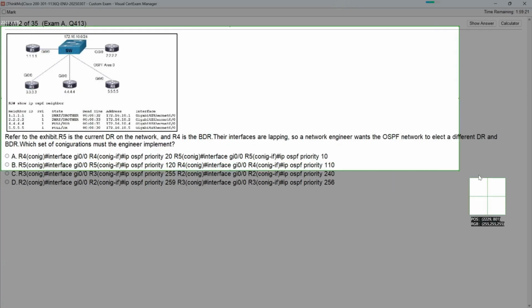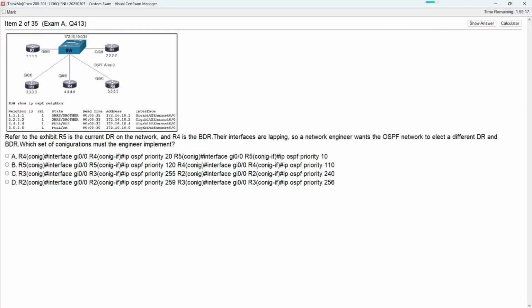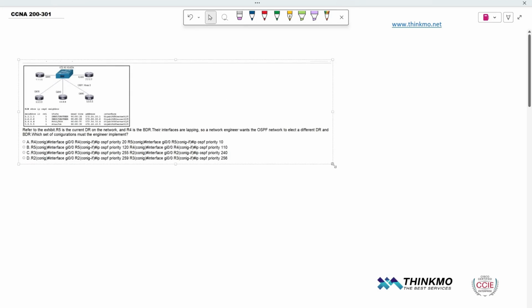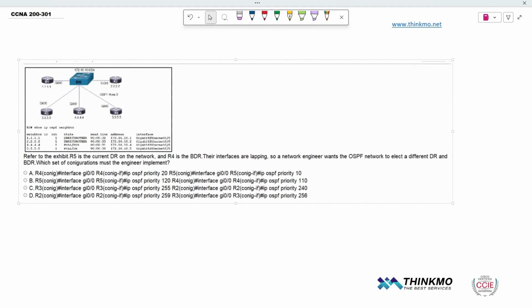All right, let's look at the second question. The second question is about OSPF elections. Okay, this was the first question just now, and these were the options for the first question. As for the second question, it says that currently this DR is 5, which is this router 5. So who is the BDR? The BDR is router 4. Now, they both exist on this interface, and there's an overlap on this interface.